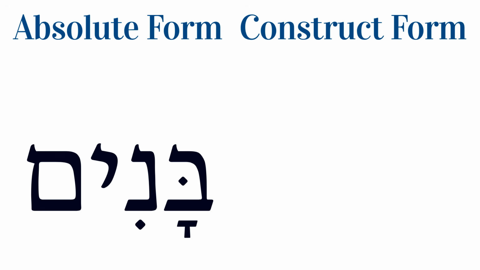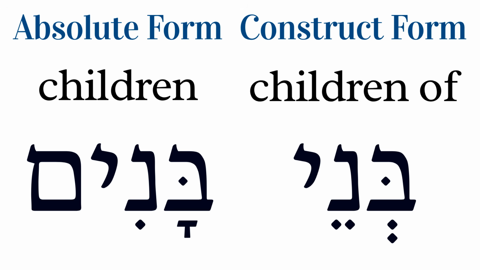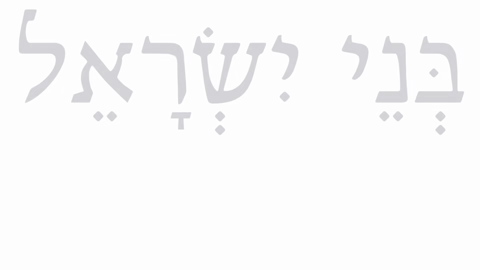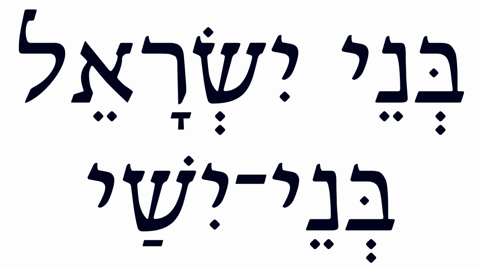Let's see the other ending that changes, im. We saw that banim, children, changes to bnei, children of. The im ending, spelled with hirik, yod, and mem, will change to tzere and yod, from im to ei. The a vowel in banim is also shortened in the construct form. Banim, bnei. Bnei Yisrael, the children of Israel. Bnei Yishai, the sons of Yishai, of Jesse.